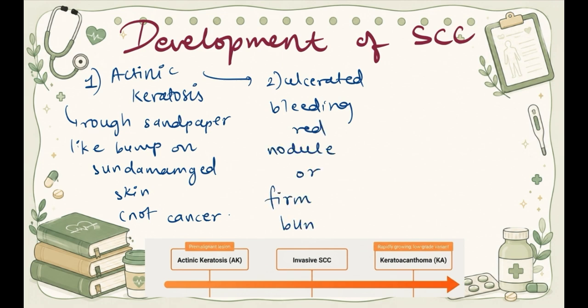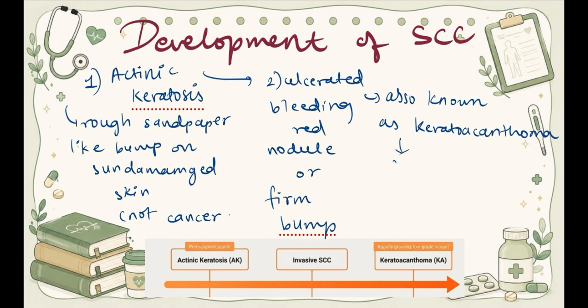There's also a closely related form called keratoacanthoma. This is a low-grade variant of SCC. It grows very, very rapidly. It forms a distinct, dome-shaped bump with a very noticeable crater right in the center.